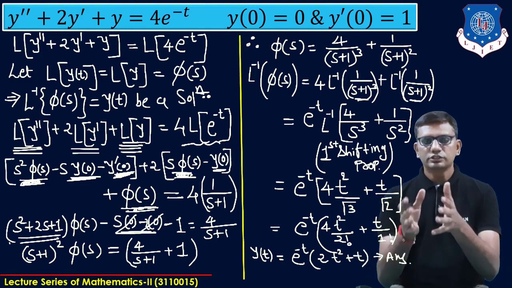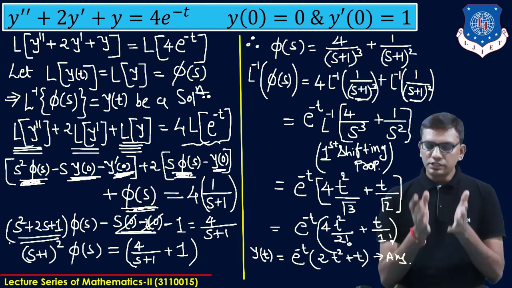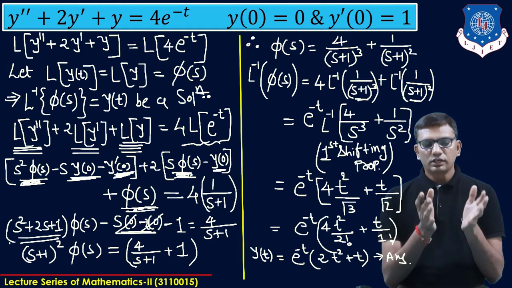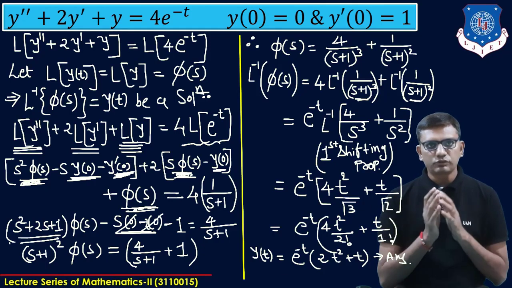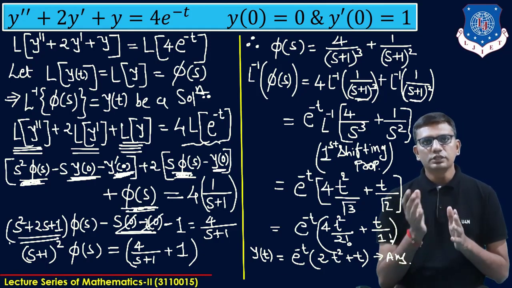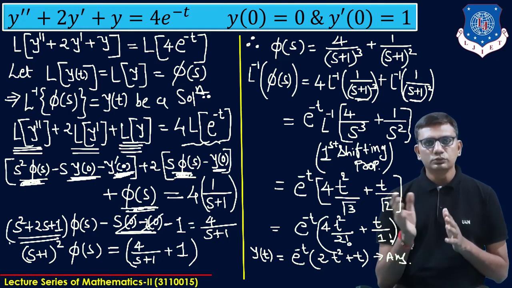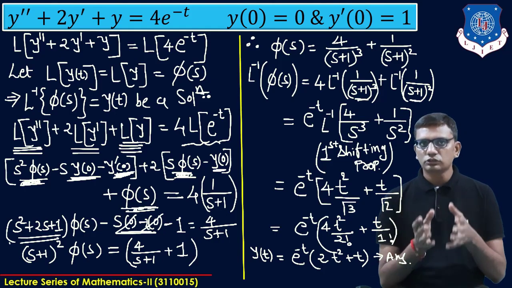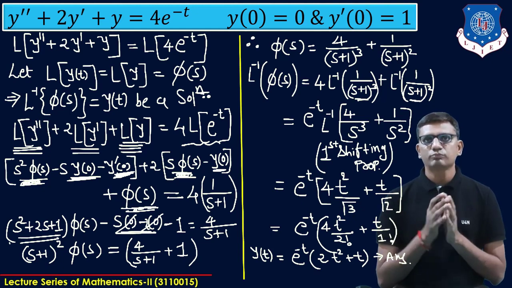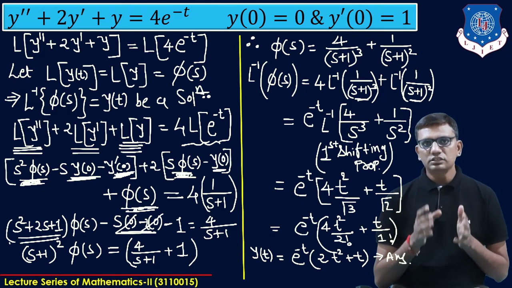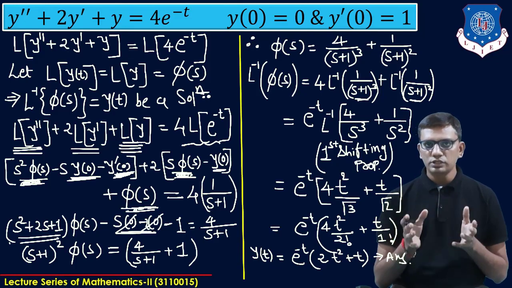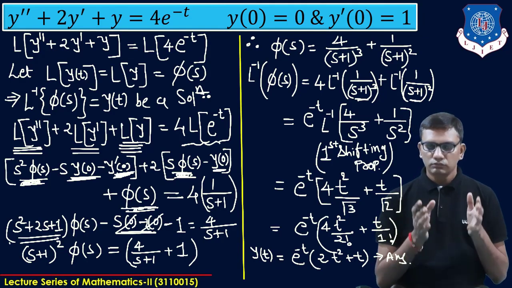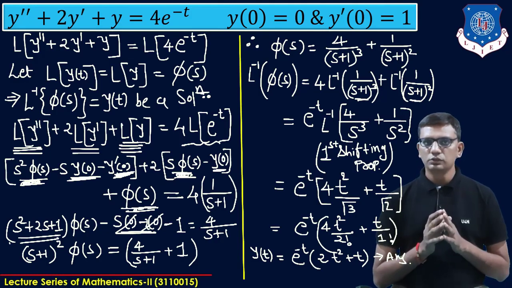So this is the method to find the particular solution of our given differential equation with respect to the given condition using the Laplace transformation. Here y(t) equal to e raised to minus t into 2t square plus t is a particular solution of our differential equation y double dash plus 2y dash plus y equal to 4 into e raised to minus t, according to the condition y of 0 equal to 0 and y dash 0 equal to 1.